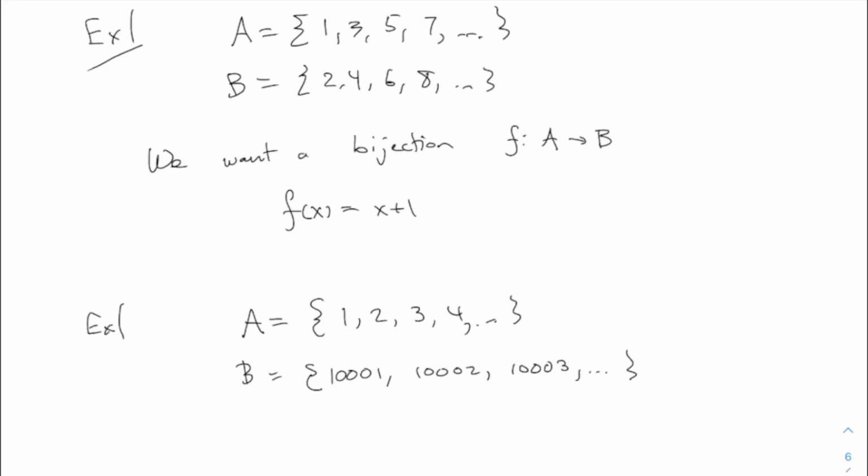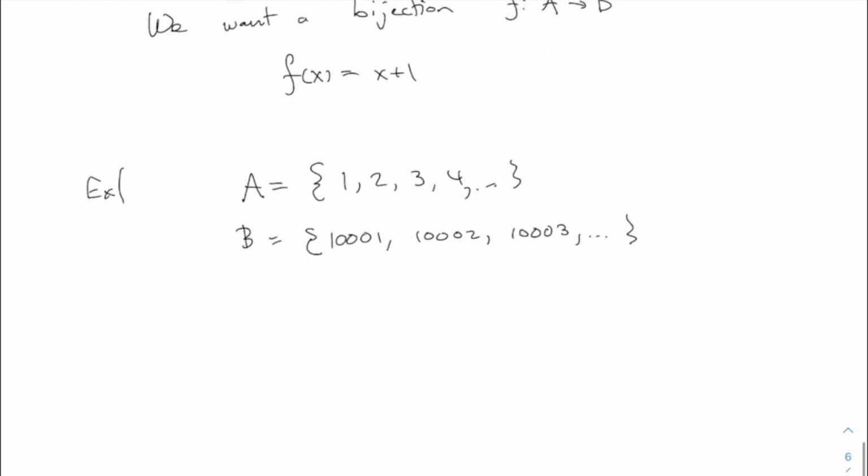What's interesting about this is, would you agree, B is a subset of A. A is all natural numbers, starting with 1. B is like only some of them, right? It's the natural numbers, but only starting at 10,001. You skipped over a bunch of them. Are these two sets the same size? Can you think of a function which goes one to the other?